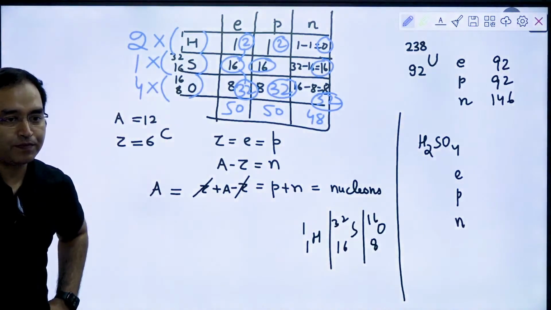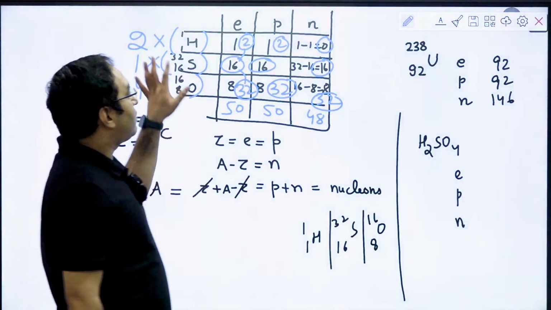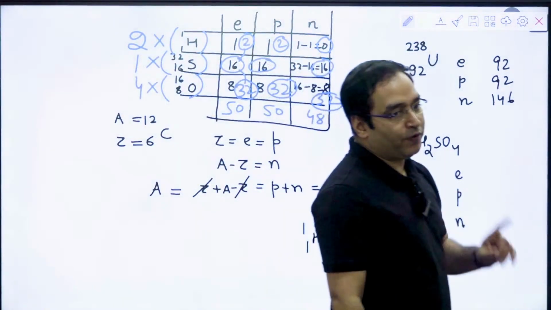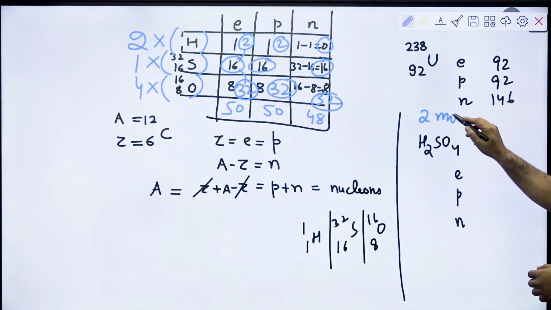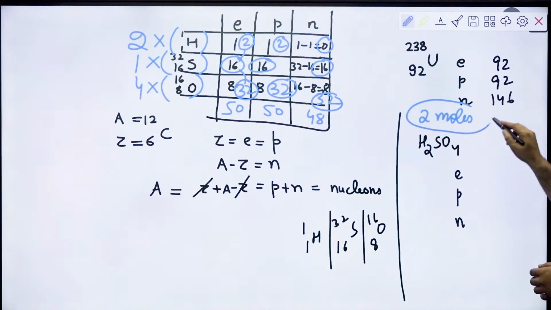Add the numbers. 50. How many of you understood this question? Raise your hand. Now, this is for one molecule of H2SO4. What if you have 2 moles of H2SO4? Shelly, can you answer? If you have 2 moles.